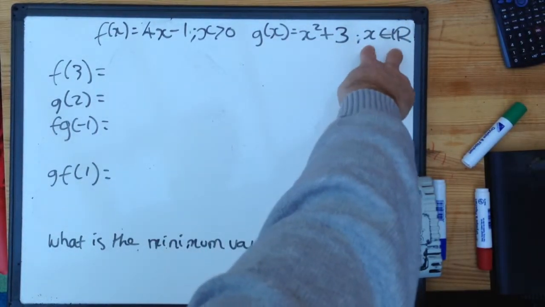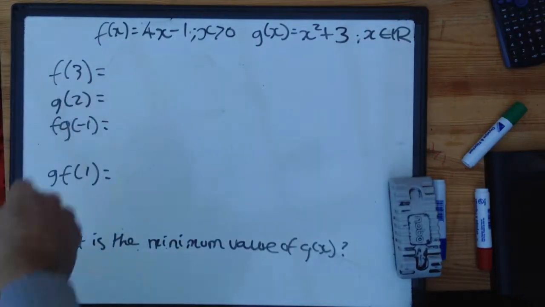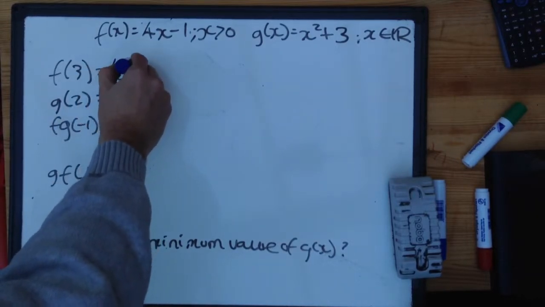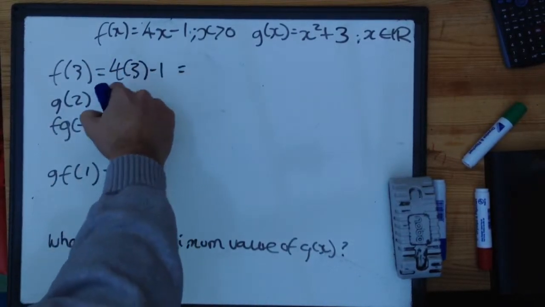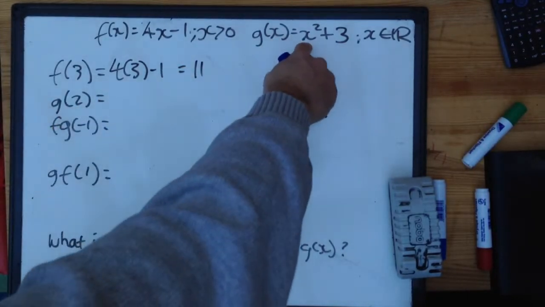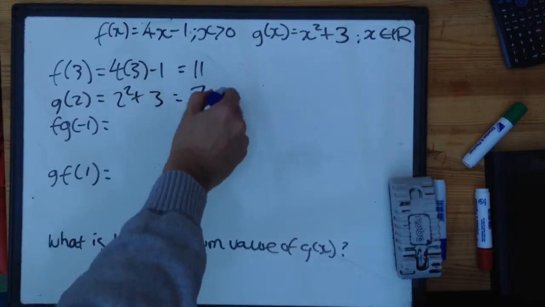We're allowed to put any value of x we like in. X belongs to the set of real numbers. Evaluation then. F of 3. We swap 3 for x. And we end up with doing 4 times by 3, take away 1, which is 12 take away 1, 11. Similarly, g of 2, swap 2 in here. 2 squared is 4, plus 3 is 7.